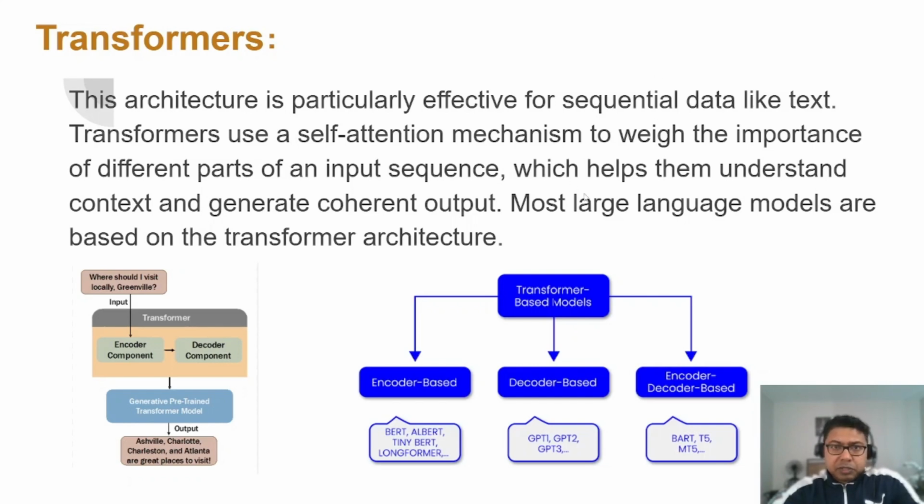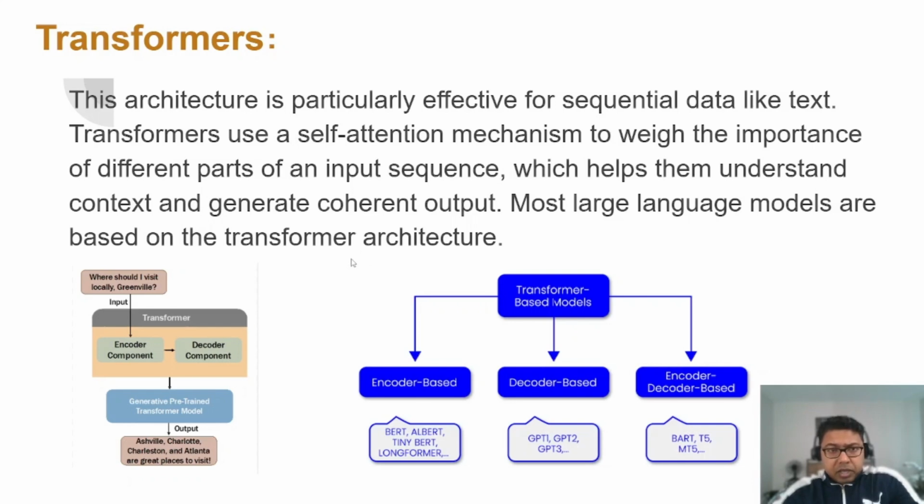Transformers use a self-attention mechanism to weigh the importance of different parts of the input sequence, which helps them understand context and generate coherent output. So most large language models, as I said, are using this transformer architecture.